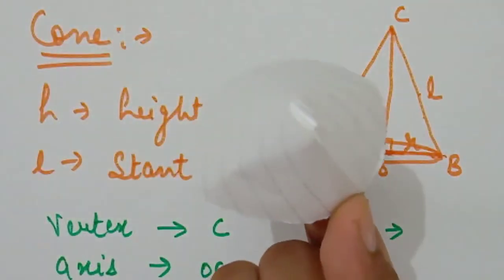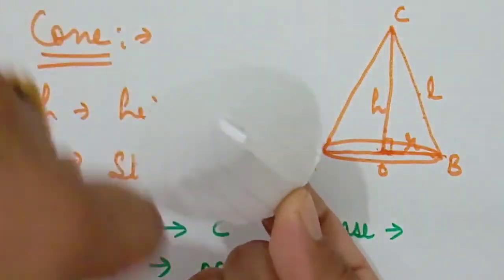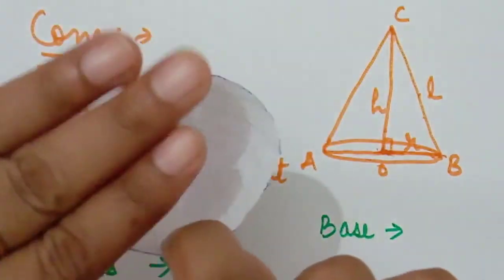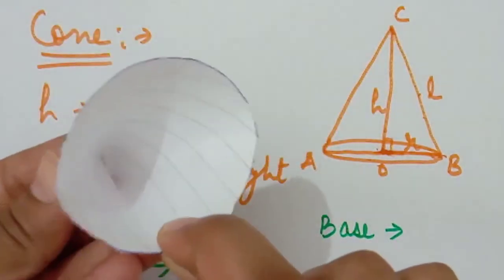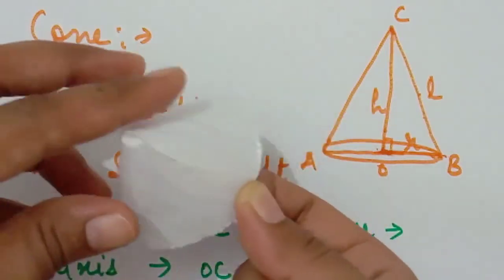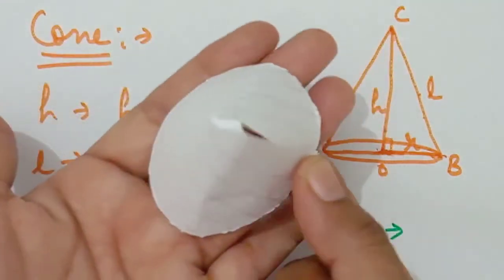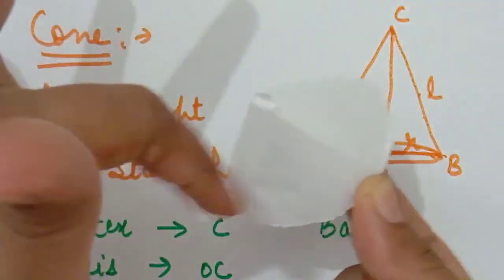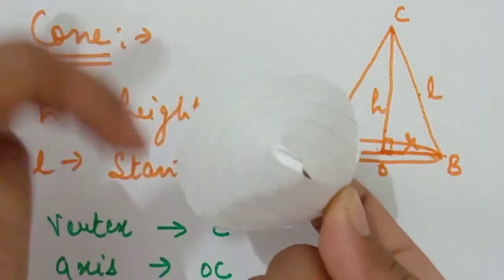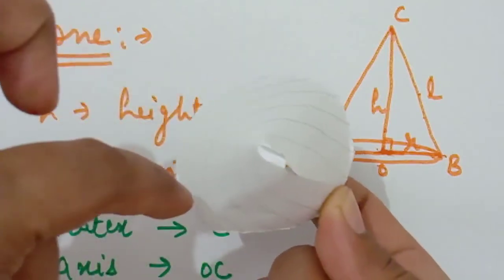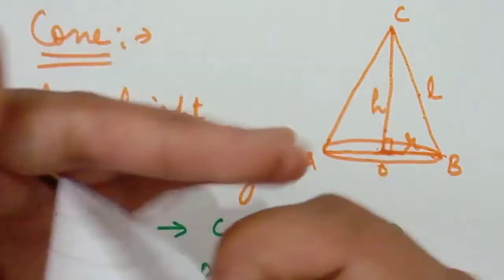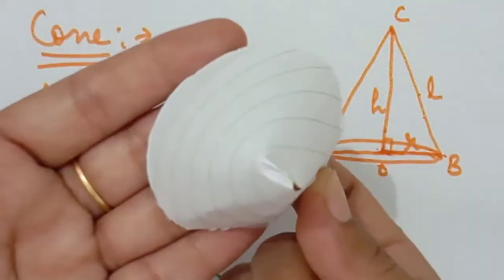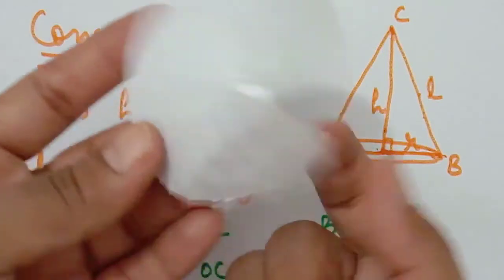So how many faces are present in a cone? This is one circular face, which is the base, and this is the second face of the cone, because this face touches the base. So this is the curved face, and when we take the area of this part, this is the curved surface area, and when we also add the area of this base, then we will get the total surface area.